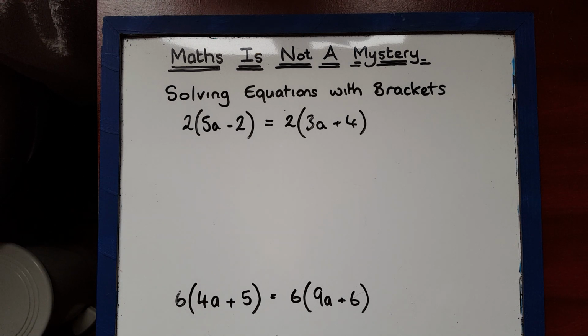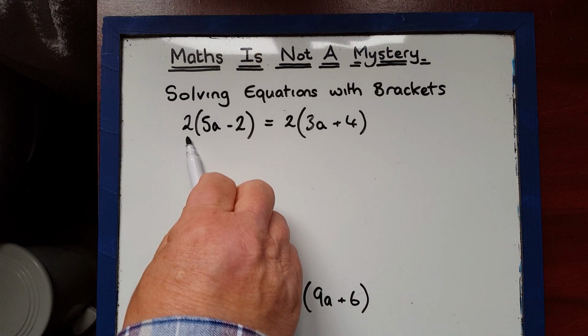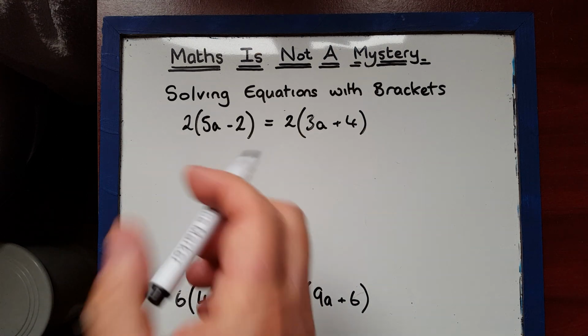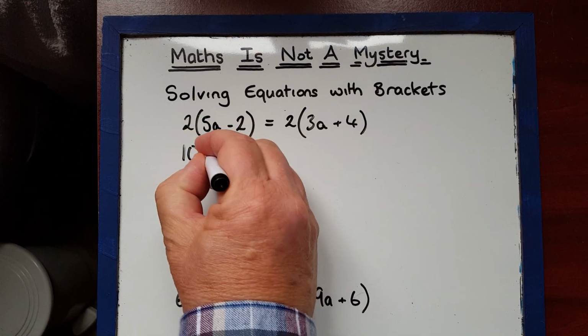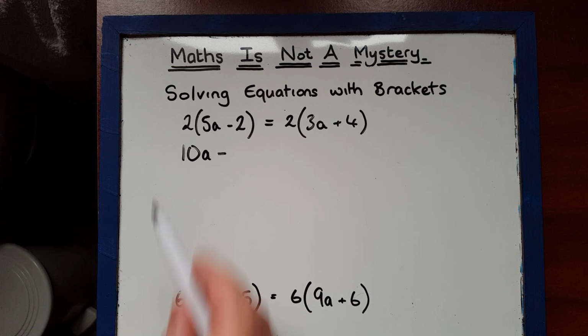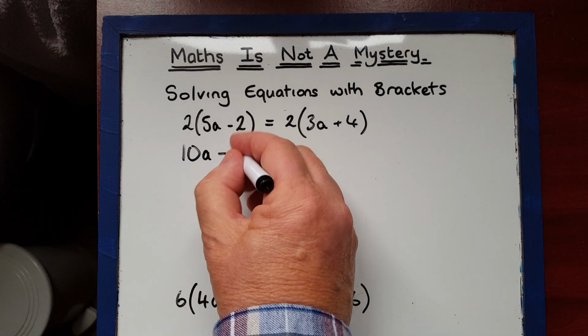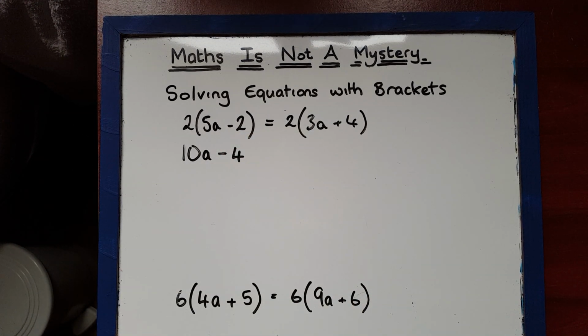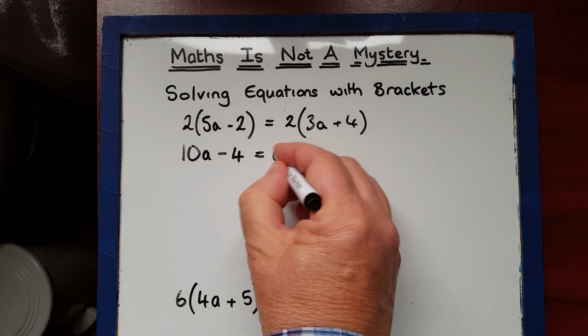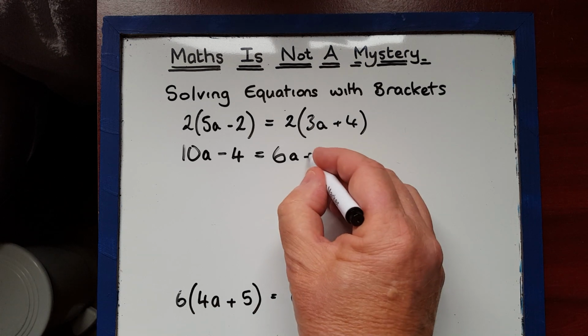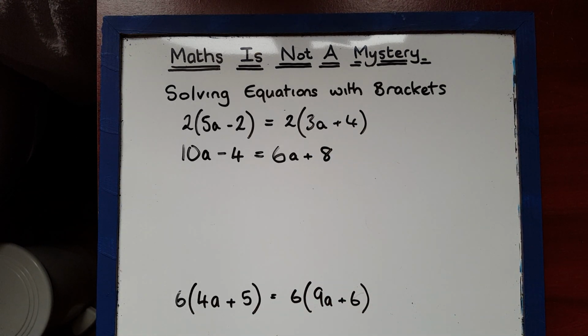When you have brackets in an equation, all you need to do before you solve it is to expand the brackets. And after that, you solve it like an ordinary equation. So here, this is a straightforward expansion. Two lots of 5a is 10a minus two lots of 2 make 4. That's expanded that bracket. Equals two lots of 3a make 6a and two lots of 4 make 8. So we've expanded the brackets.